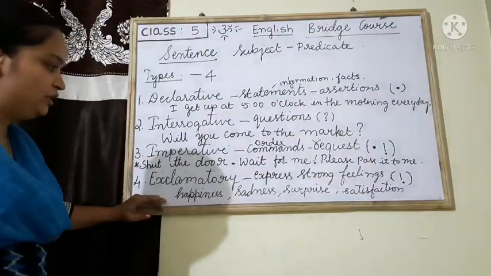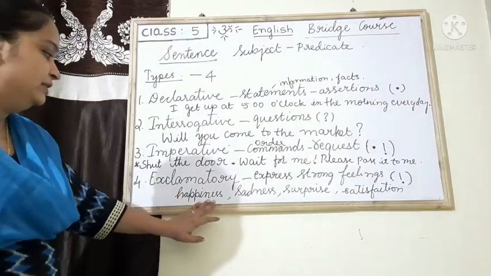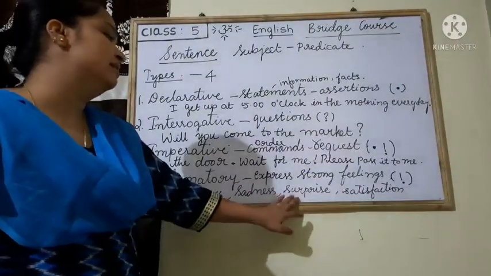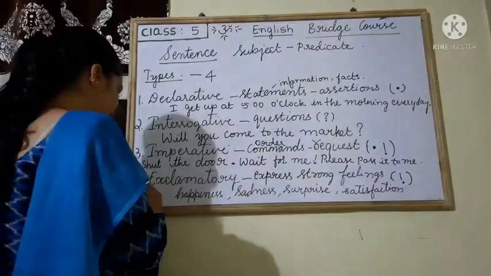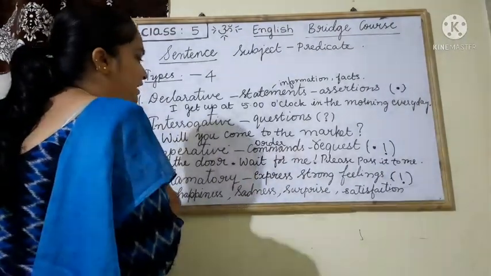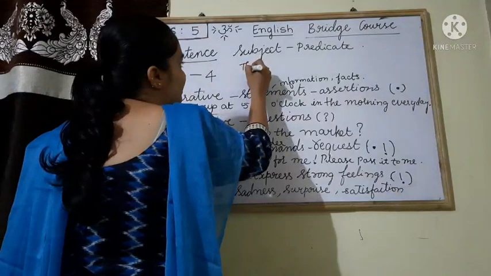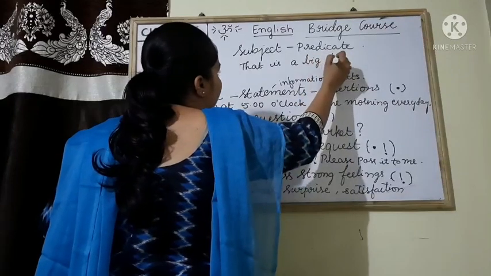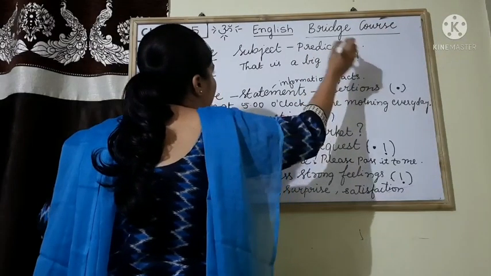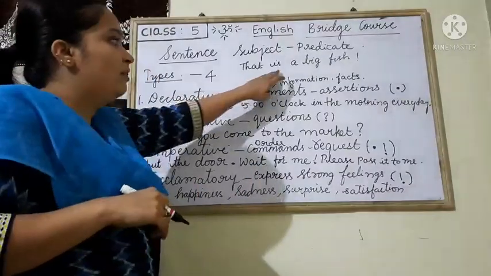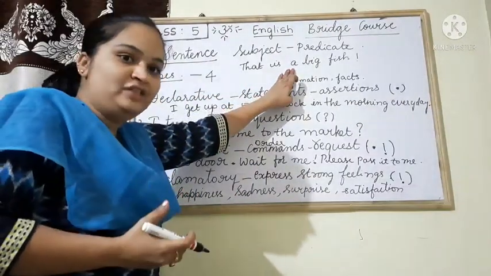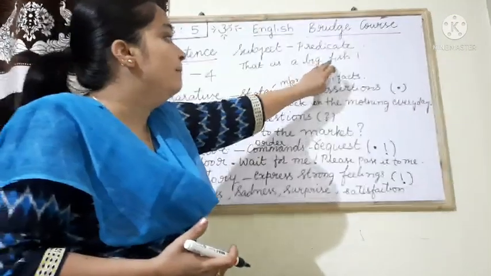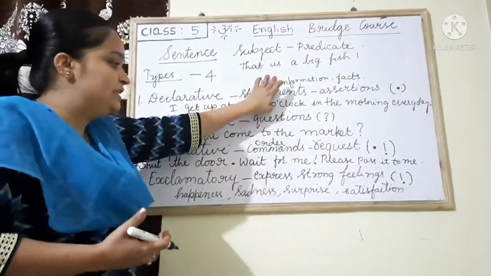And what about the exclamatory sentence? As we all know, I said it is used to express our strong feelings of happiness, sadness, surprise, satisfaction. So if I have to give an example, that is, a big fish! So it is your surprise. So you have caught a fish and now you have got to know that it's a big fish. So you are very much surprised.